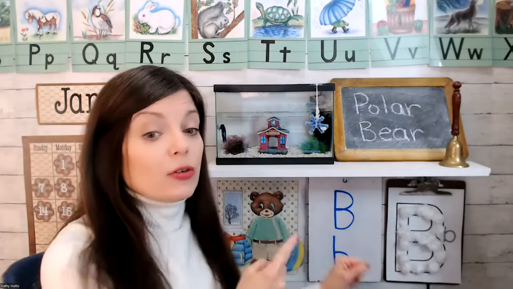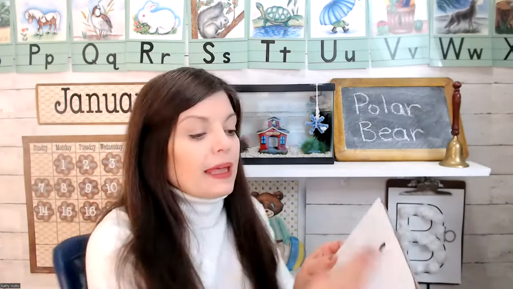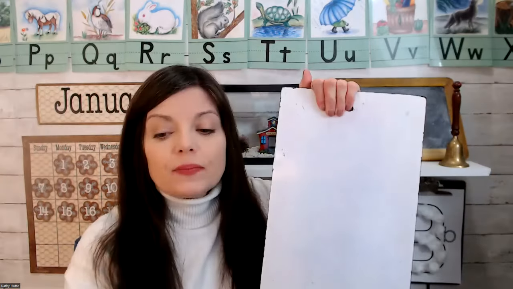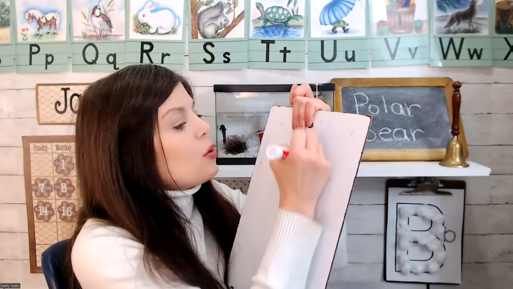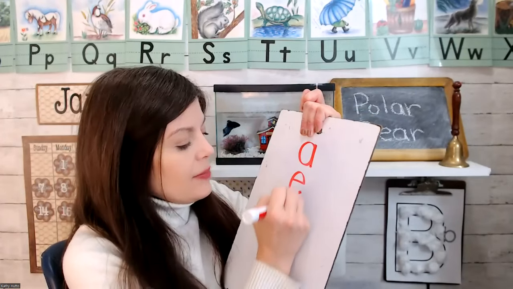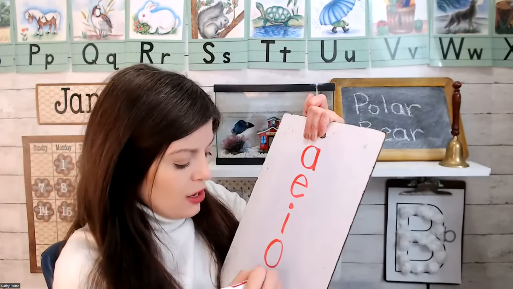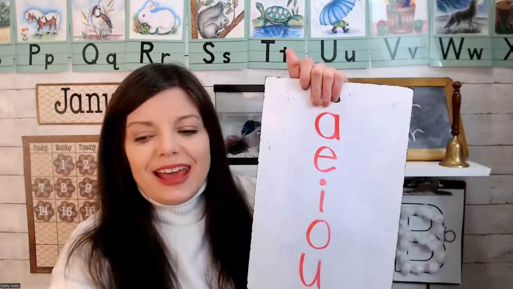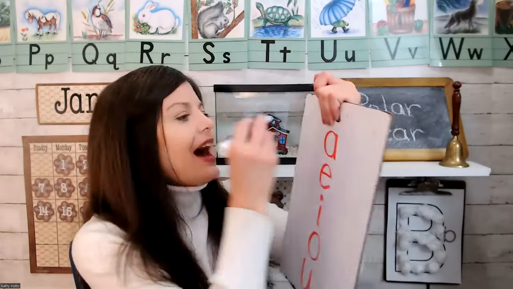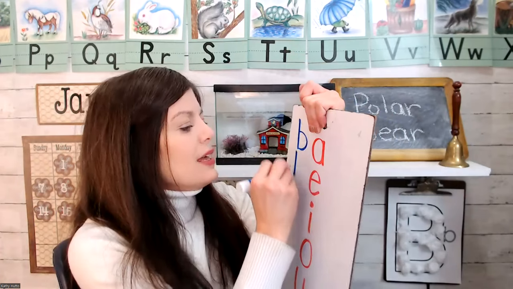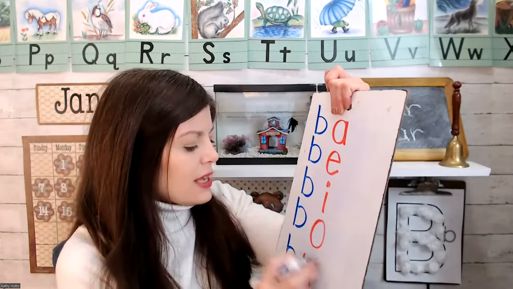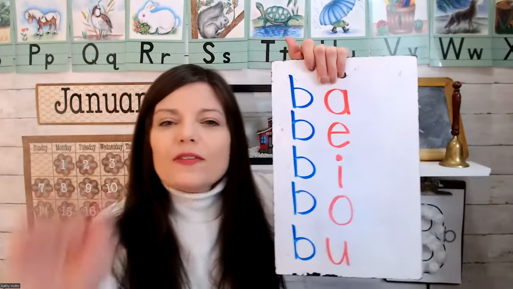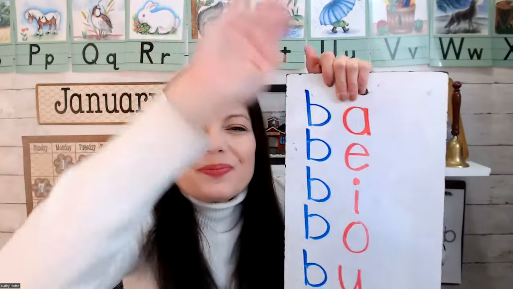Let's use that sound for blending. Can you help me sing the vowel song? A, E, I, O, U. These are the vowels. Well, high five to all the vowel singers out there.